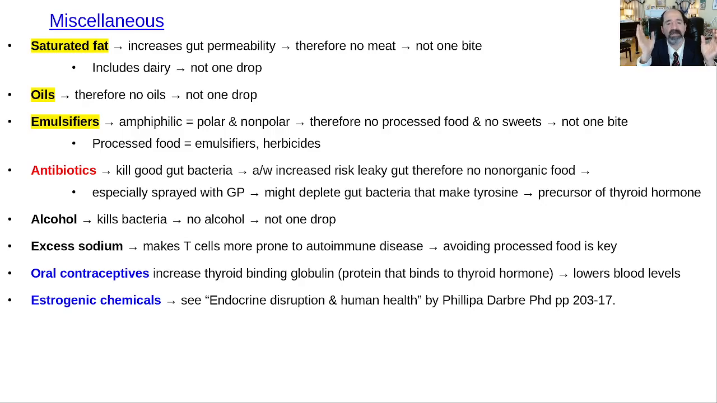Okay, saturated fat, it's amphiphilic. You got the carboxylic acid being polar, then you got the nonpolar fatty acid tail of carbons and hydrogens, and they're able to intercalate with the plasma membrane of the intestinal lining and cause leaky gut. All right? Also, it includes dairy, not one drop of dairy, not one bite of meat.